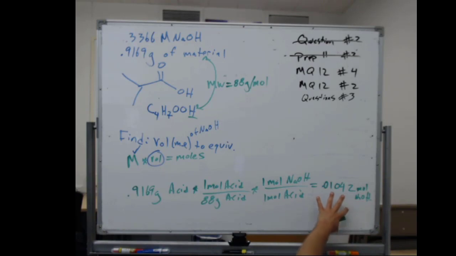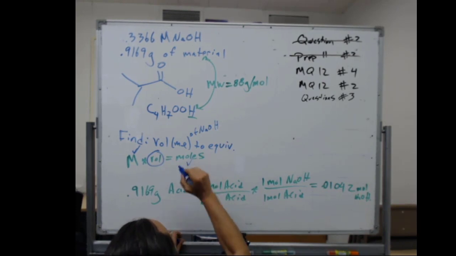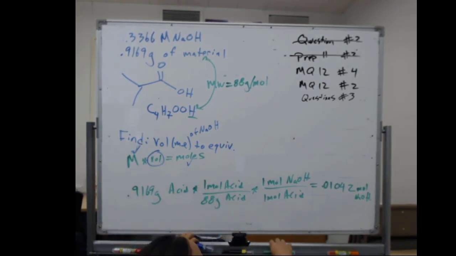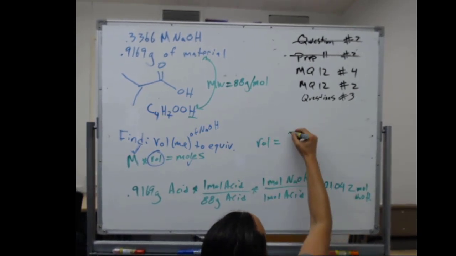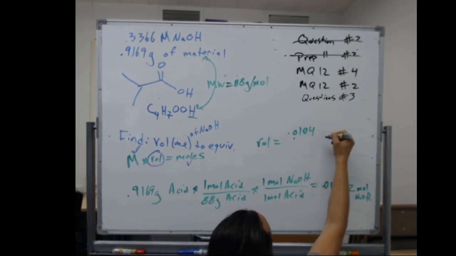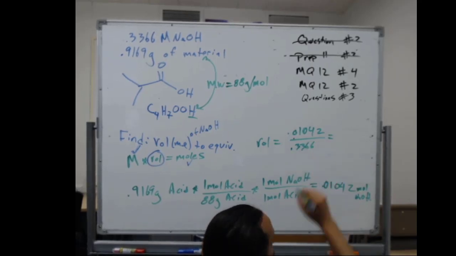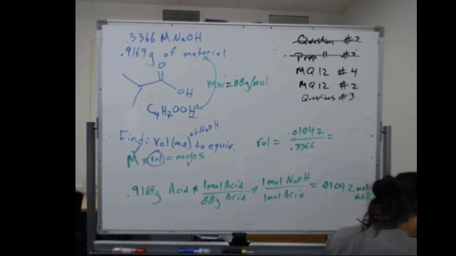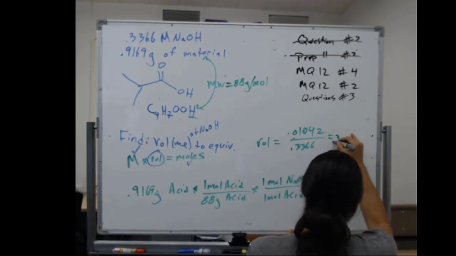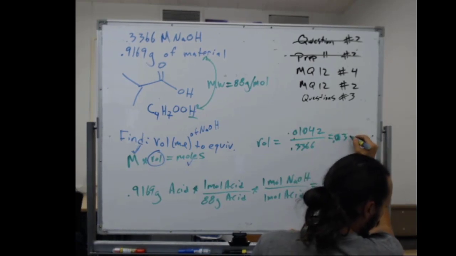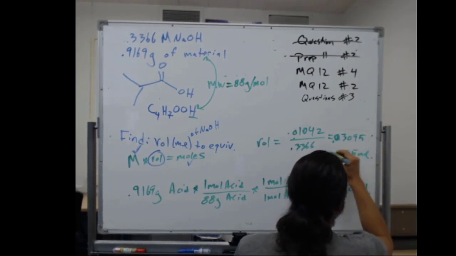Thank you. You bet. So here we've got our moles of sodium hydroxide, which means we have this, and now we can just rearrange that equation and say the volume that we're looking for is going to be 0.01042 divided by the molarity, 0.3366. And you should get something that's like 0.03095 or 30.95 milliliters.